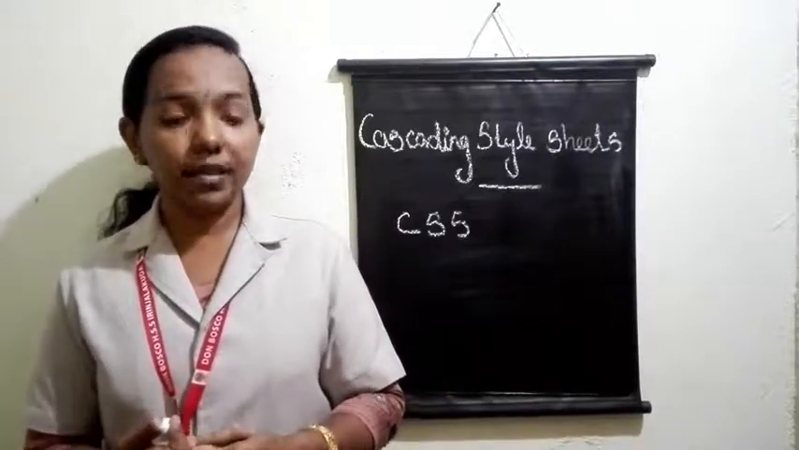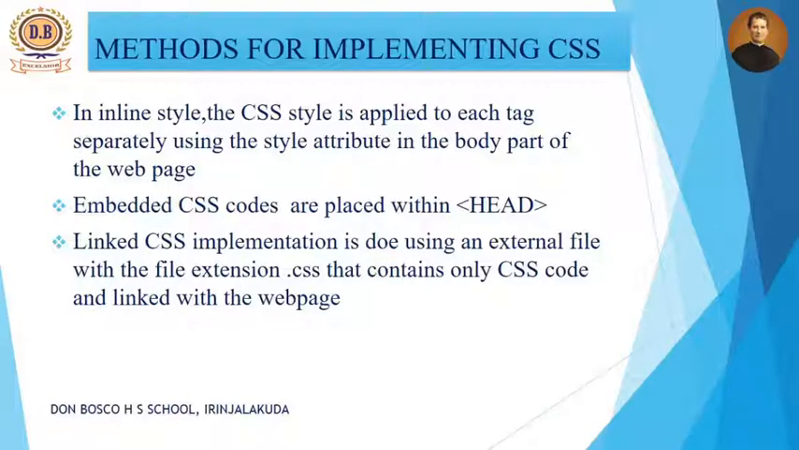So what are the methods? First method is inline. In inline, the CSS style is applied to each tag separately using the style attribute. Each tag separately is given its design. Normally the CSS is included inside the body tag, so for inline we are using the body tag. In inline style, the CSS style is applied to each tag separately using the style attribute in the body part of the web page.